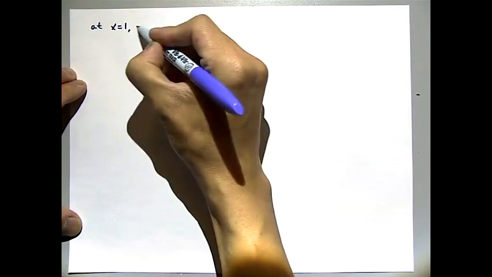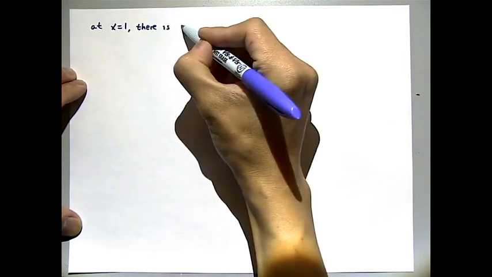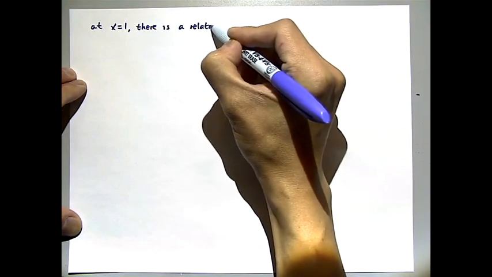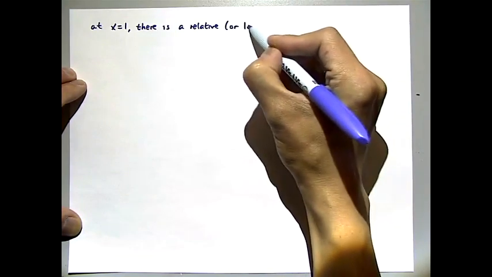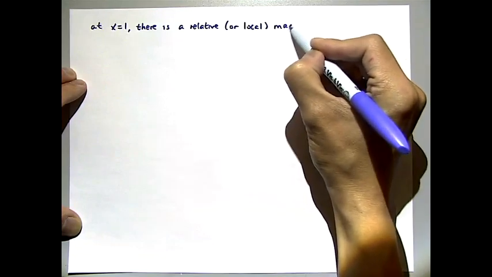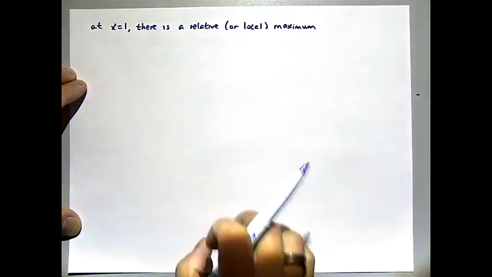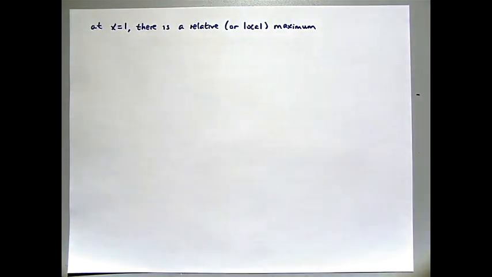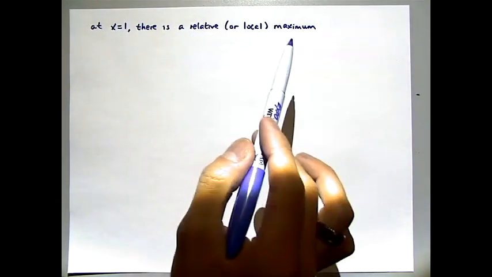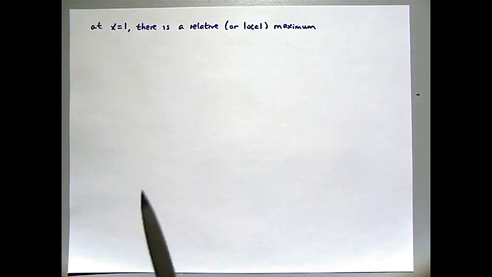Okay, let's make a couple other observations. At x equal to 1, there is a relative, sometimes called a local, maximum. Right? x equals 1, we're at the top of that hill there. That's the highest point in the neighborhood. It could also happen to be an absolute max, but it is definitely a relative maximum. It is higher than all the points nearby in the region.